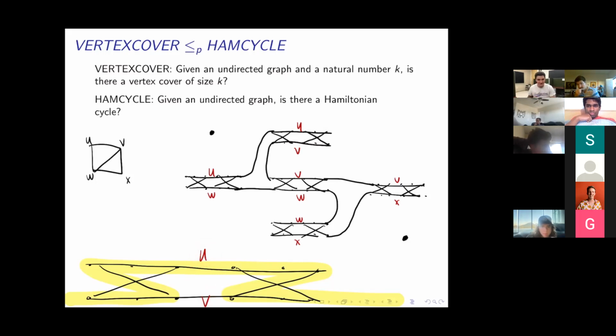I also want you to notice that for all of those, if I enter the edge gadget on the V side, I have to leave on the V side. Something to keep in mind. So now, given all of that, I'm going to take the vertex cover V and W and show you how to produce the Hamiltonian cycle on this graph.